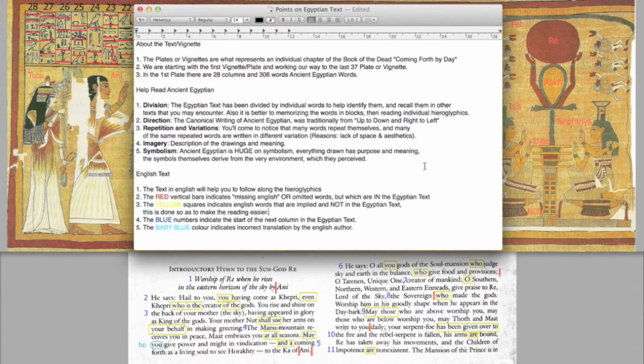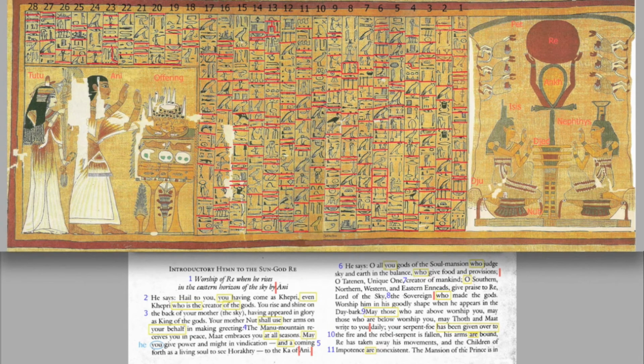Repetition and variations. You'll come to notice that many words repeat themselves, and many of the same repeated words are written in different variations. The reason for this is lack of space and aesthetics. So for example, over here is the word for vindication, or translated as truth. This is the same word for vindication or truth, but short-handed, or an abbreviation. This is to simplify the writing in order to be able to fit it correctly into the text.